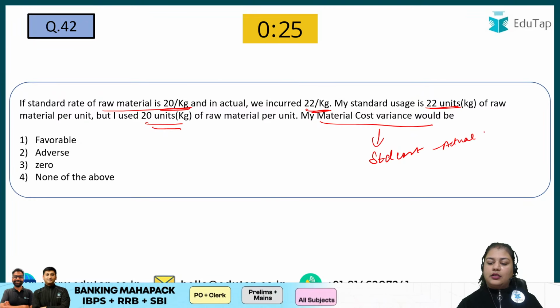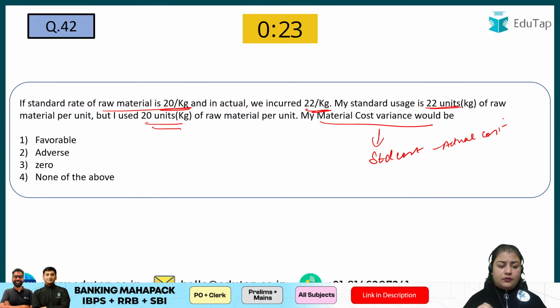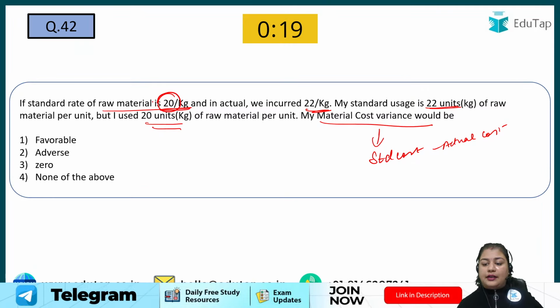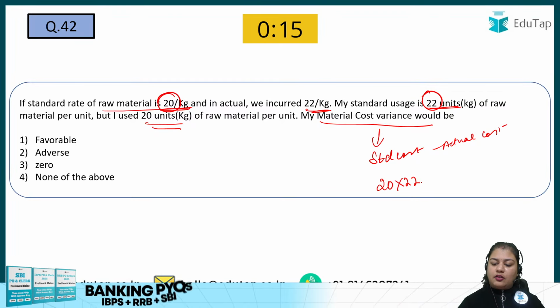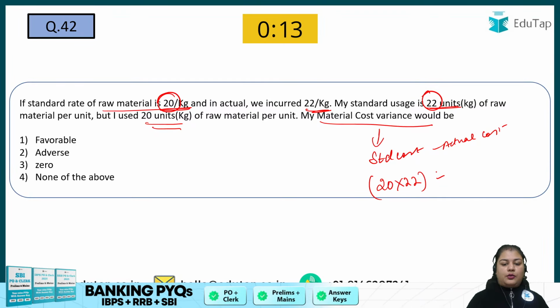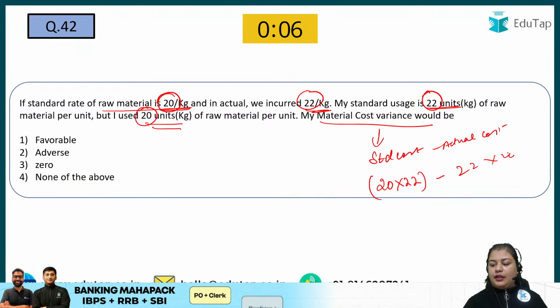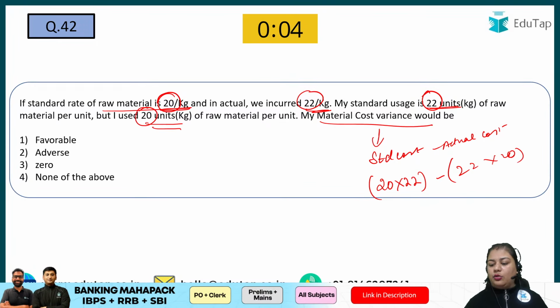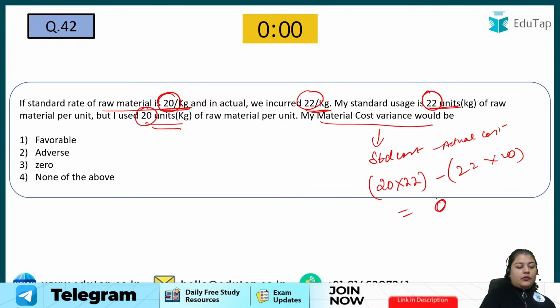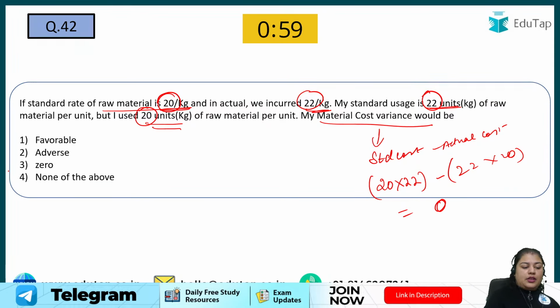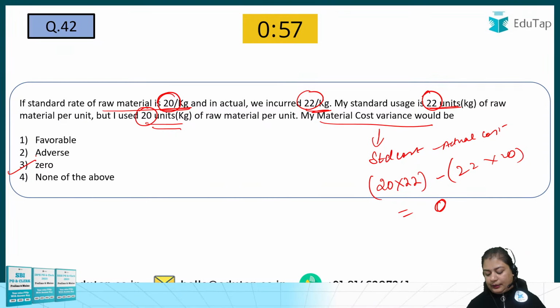How will you find out the standard cost here? What is the standard rate? 20, and what is the standard usage? 22. So can I say 20 into 22 is the standard cost minus the actual? How much is the actual? 22 kg into 20 units. 22 into 20. So can you see here, I don't need to solve this. This will be 0 only. Because the variance is coming to be 0, the answer is option 3. Very good.